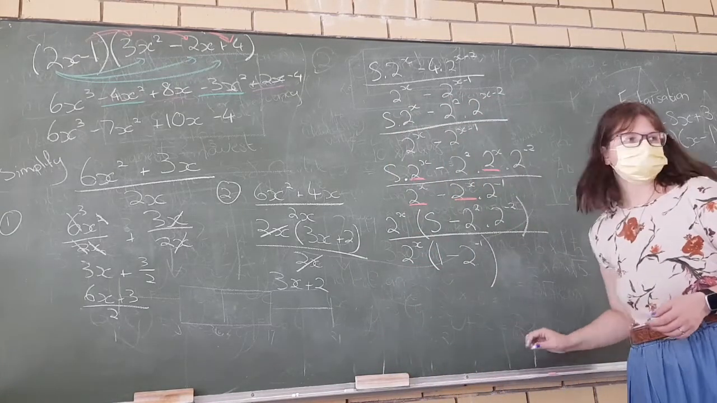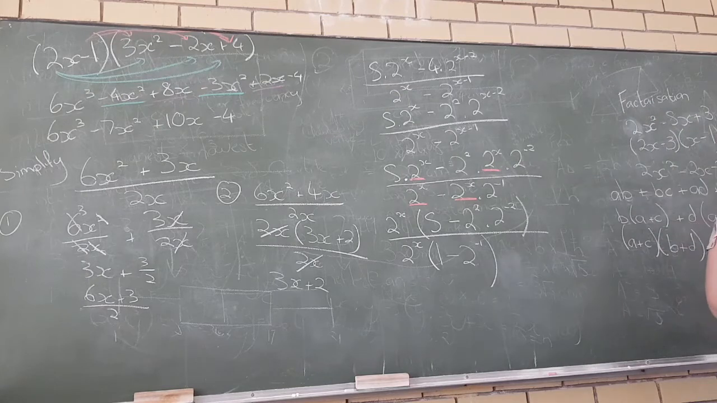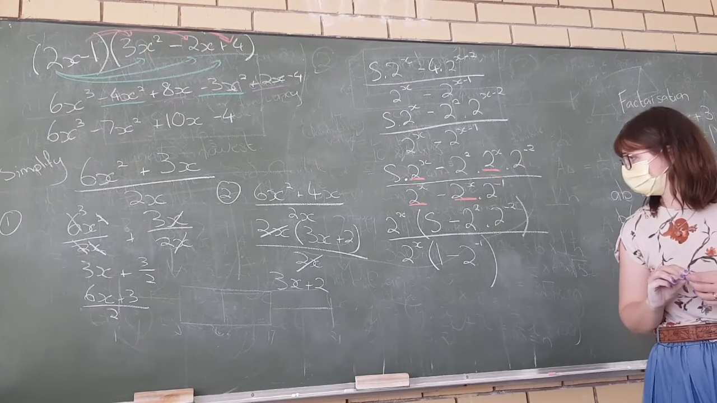When you take out 2 to the power of x at the bottom, isn't it 1 minus 2 to the power of 2?